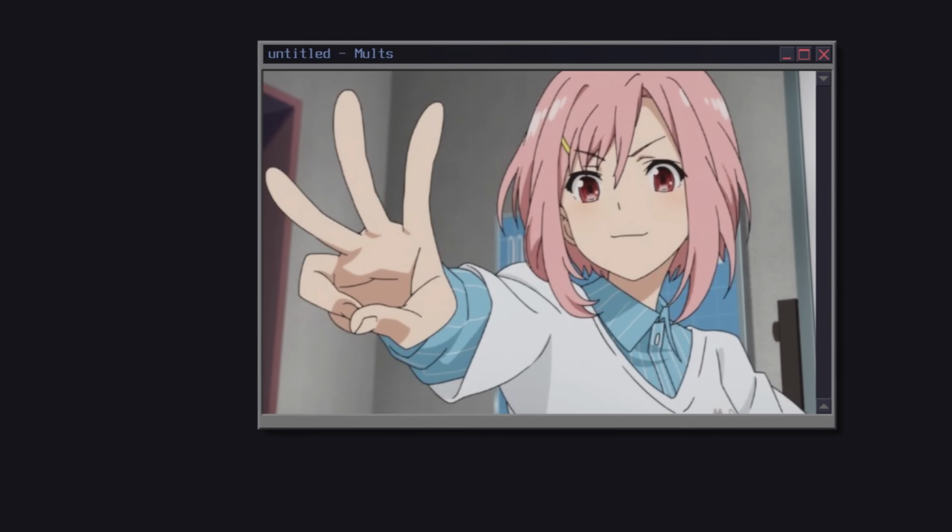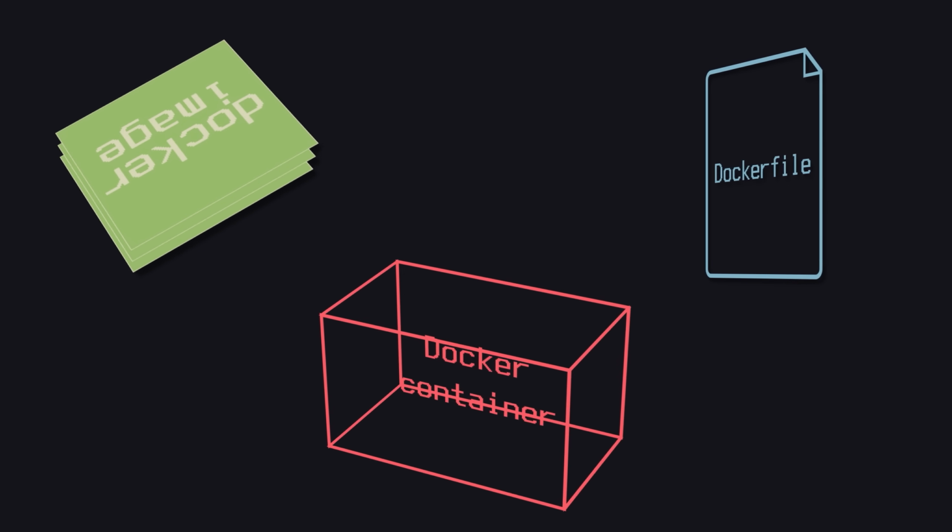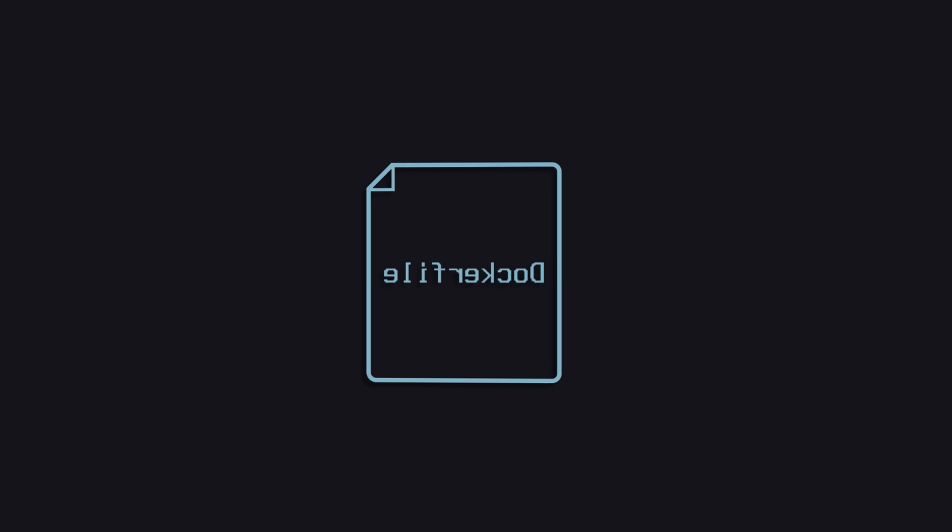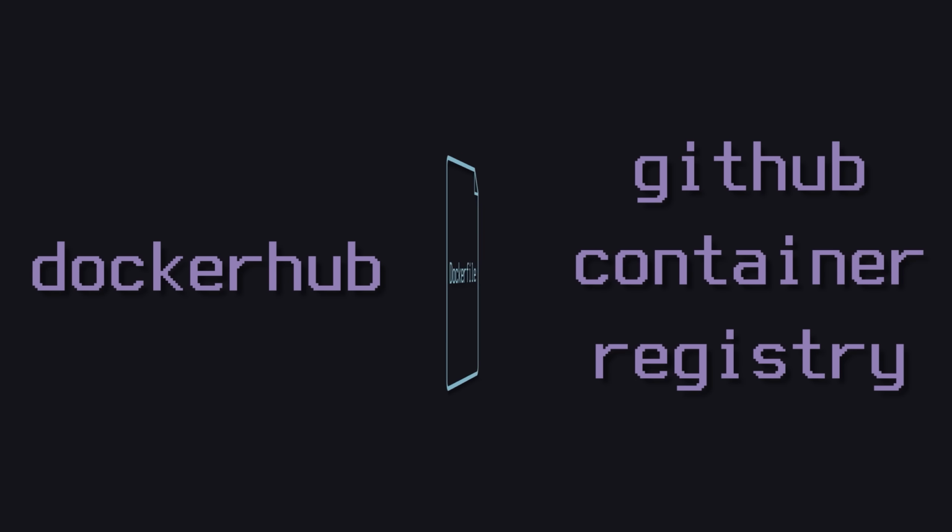Before starting, there are three things you need to know about Docker. Docker images, Docker files, and Docker containers. A Docker image is a template that contains all the necessary configurations and files to create a container. Docker images can be created via Docker files, which define how your image will be configured. They can also be pulled from a registry if somebody else made them before.